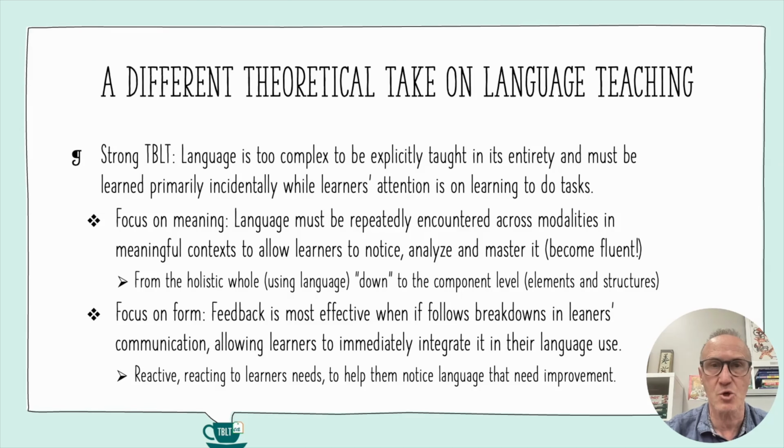Strong TBLT assumes that language is too complex to be explicitly taught in its entirety in a comprehensive set of rules. It must be learned primarily implicitly and incidentally, while learners' attention is on doing the tasks, on learning to do the tasks. So it's all about the focus on meaning. Language must be encountered repeatedly across all modalities, spoken, written, visual, oral, in meaningful contexts that allow the learners to notice the language, analyze the language, and master it, that is, to become fluent.